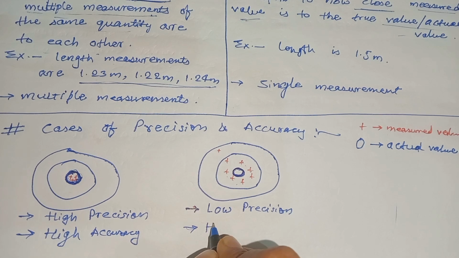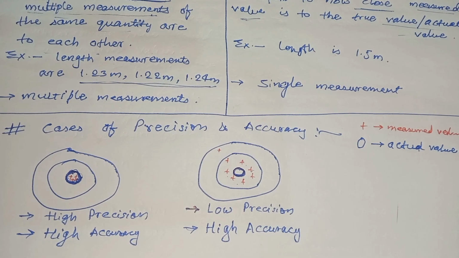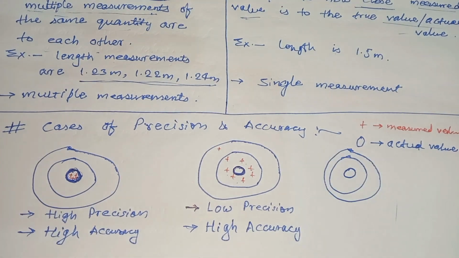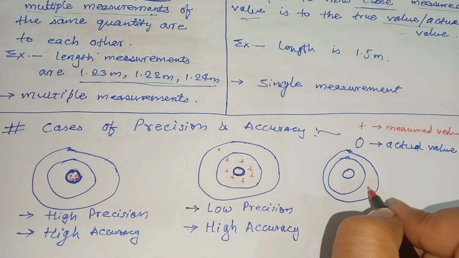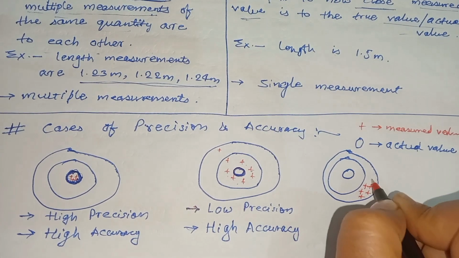Although it is moderate, no moderate, it is high accuracy. And let's take another example. Suppose this is the actual value, and the measured values are somewhere at this point. One measured value, another.